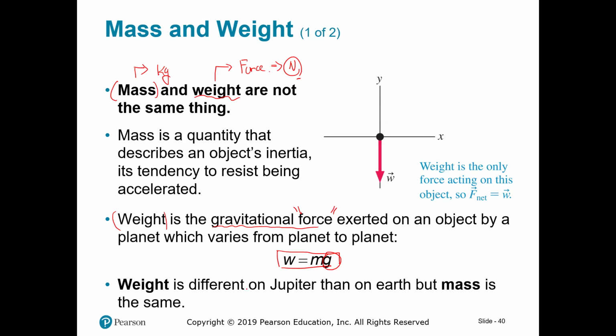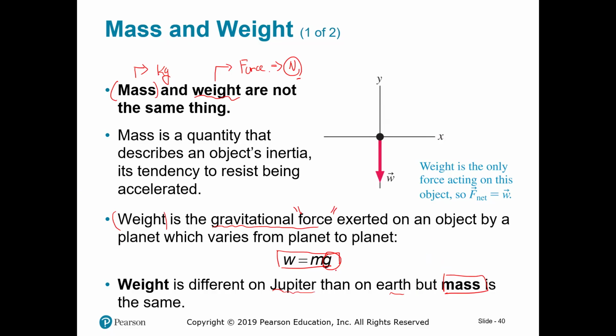Okay, so weight is different on Jupiter than on the Earth, but mass is the same because mass is an intrinsic property of an object. Its value never changes wherever you are.